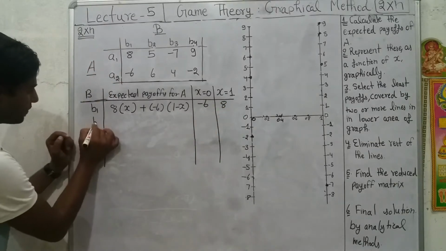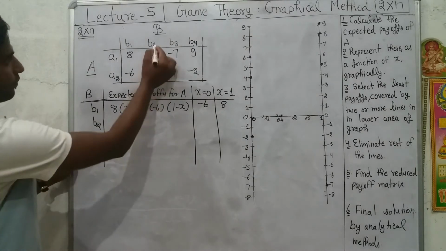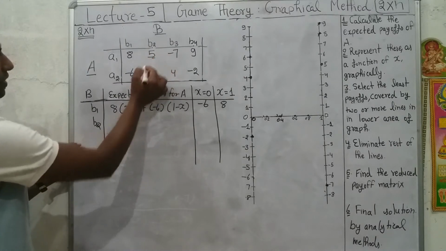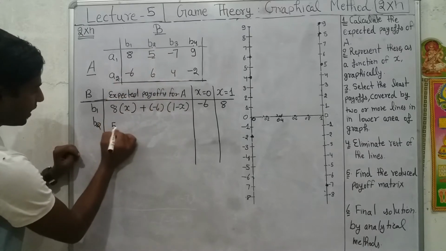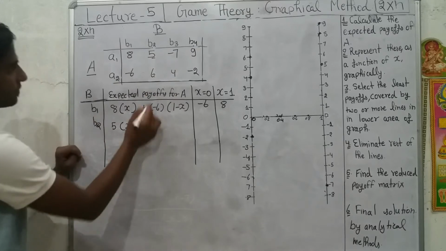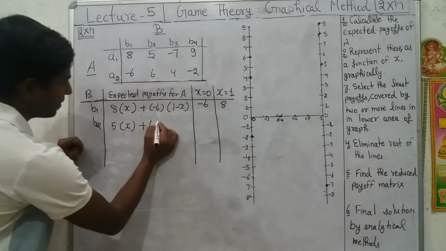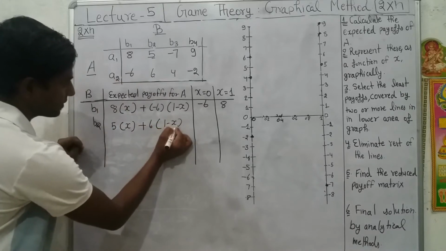Similarly, in response to strategy B2, the expected payoff would be as follows. In case of B2, the value of A1 is 5, so 5 into the probability x, plus the value of A2, which is 6, into 1 minus x.